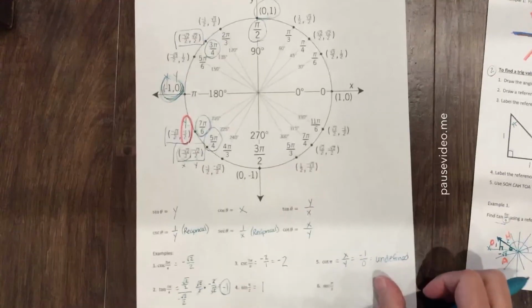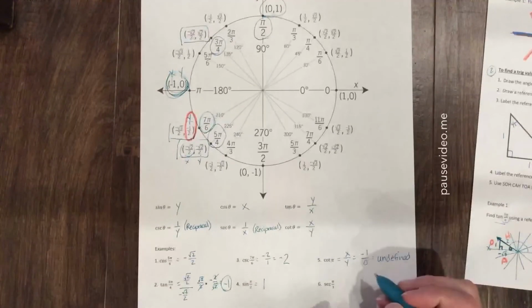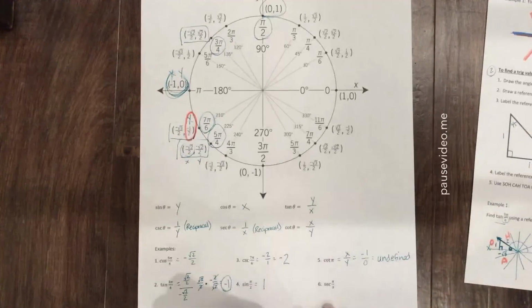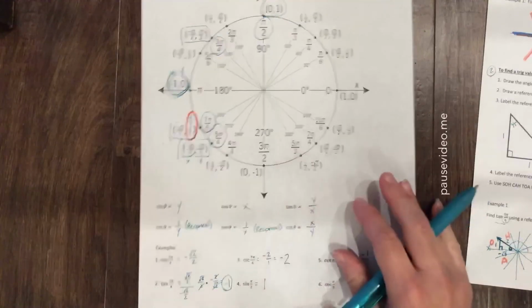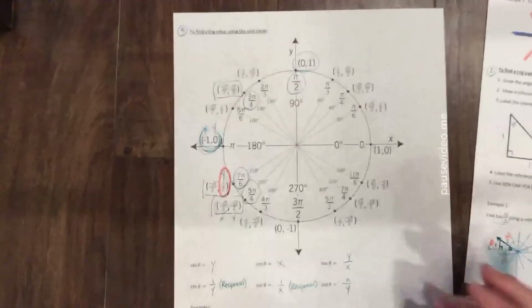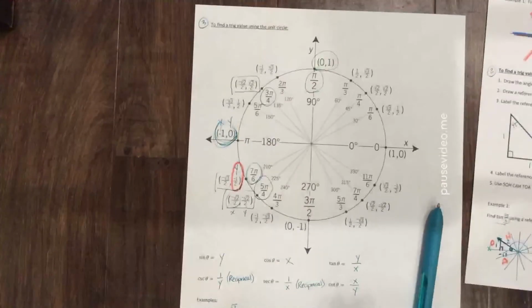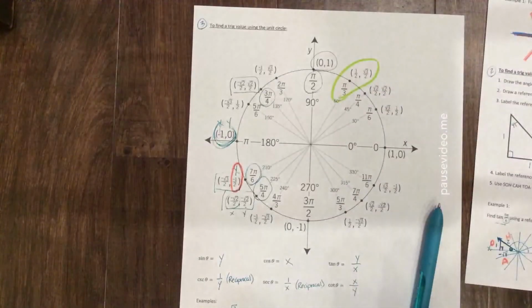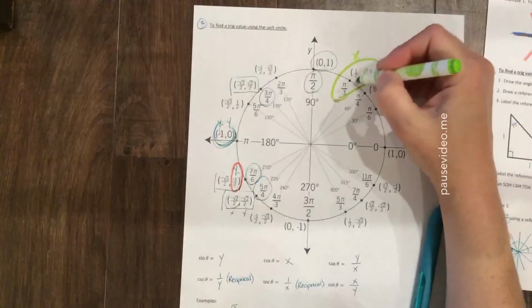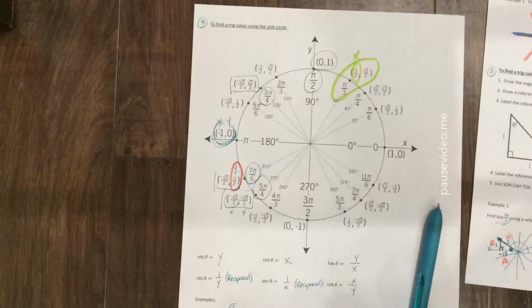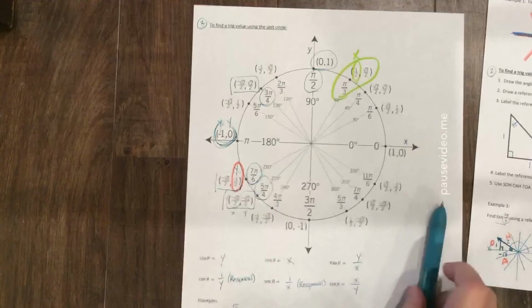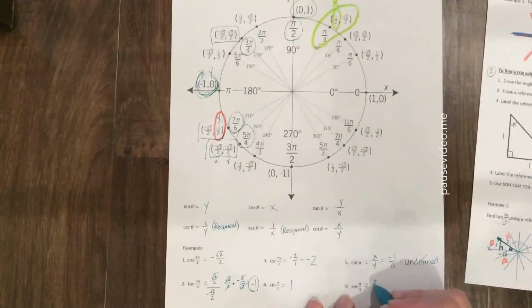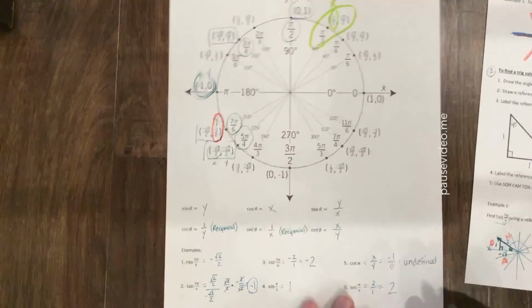All right, last one, secant of pi thirds. Secant is the reciprocal of the x. So come up here. Where is pi thirds? Right here. It says take the x. The x is right here, 1/2, and it says take the reciprocal. What happens if you flip 1/2? I get 2/1, which is just 2.